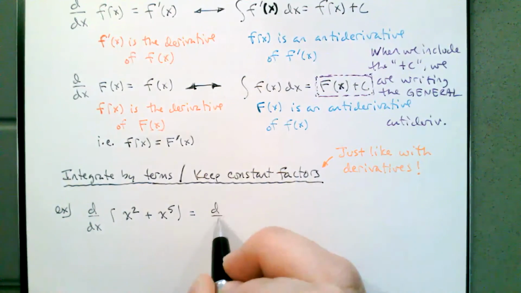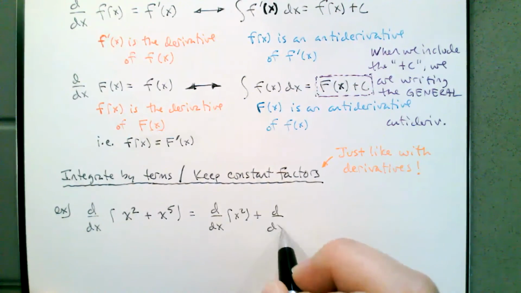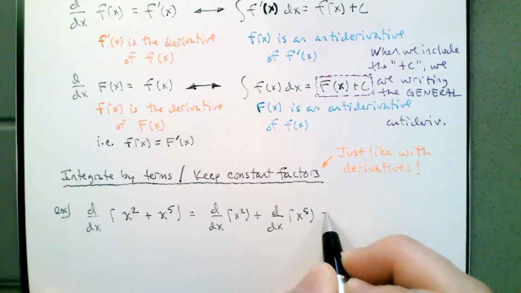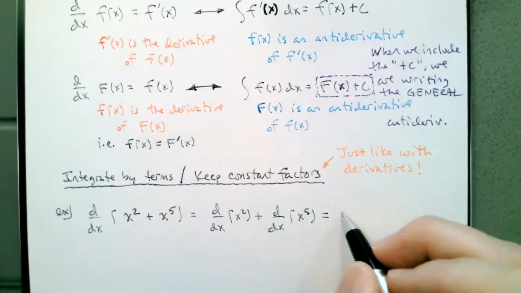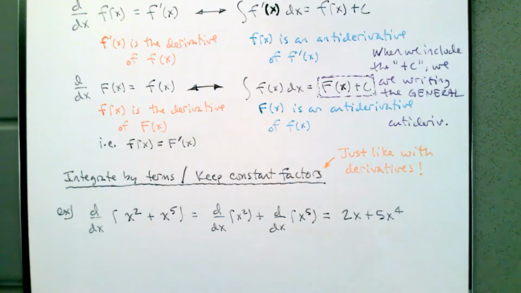This is the derivative with respect to x of x squared plus the derivative with respect to x of x to the 5th. So 2x plus 5x to the 4th. We can differentiate by terms, so we can also integrate by terms. Since differentiation respects addition, integration will respect addition as well.